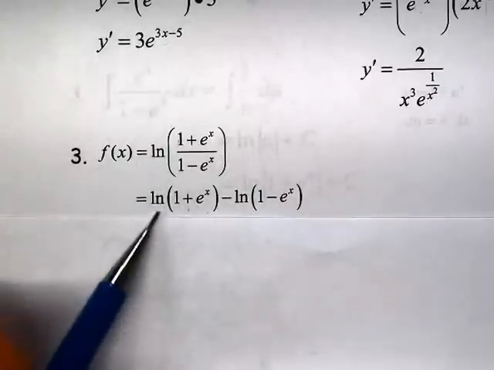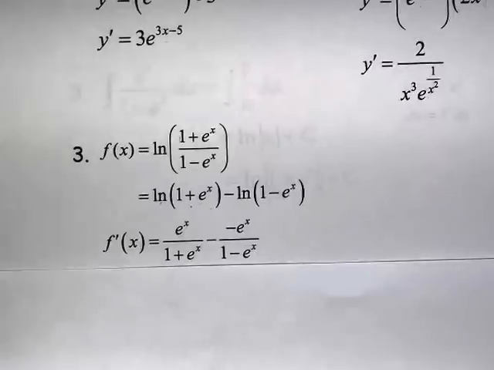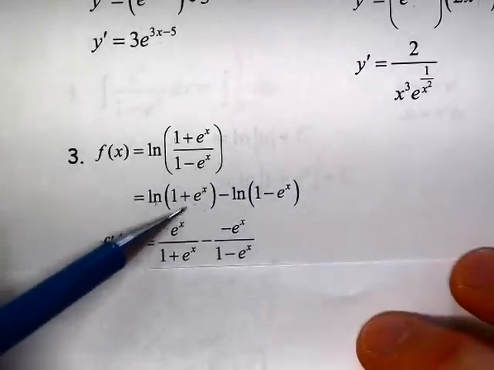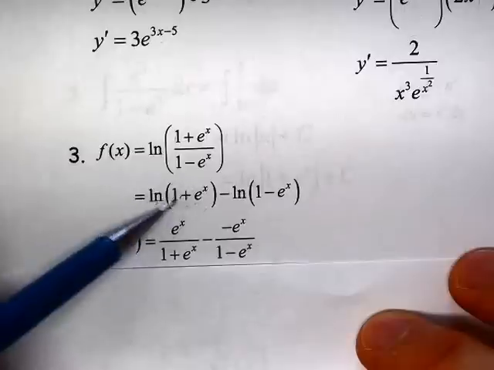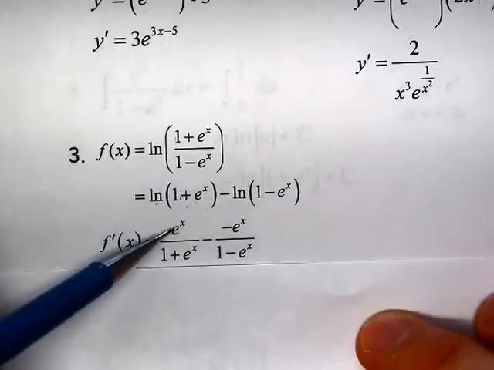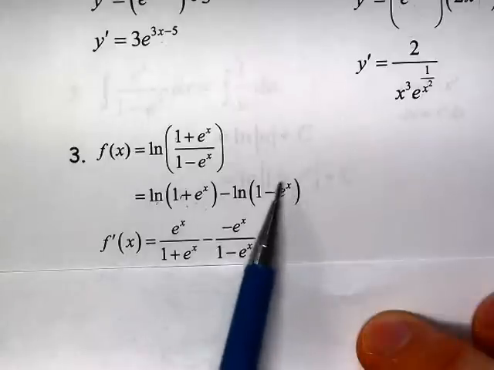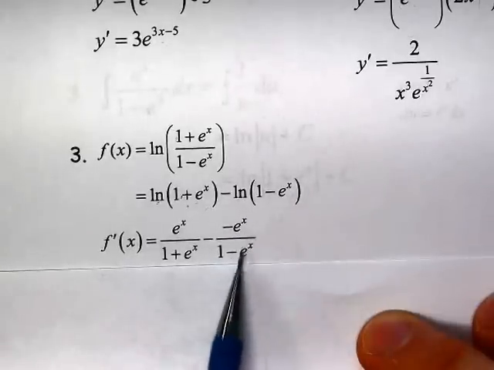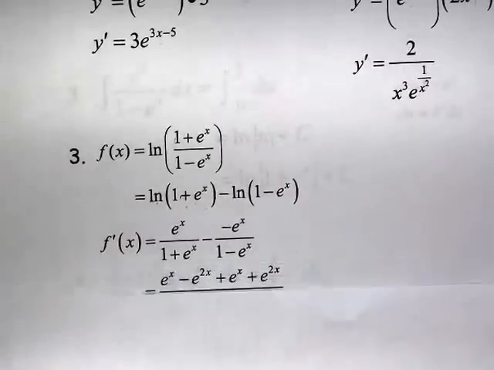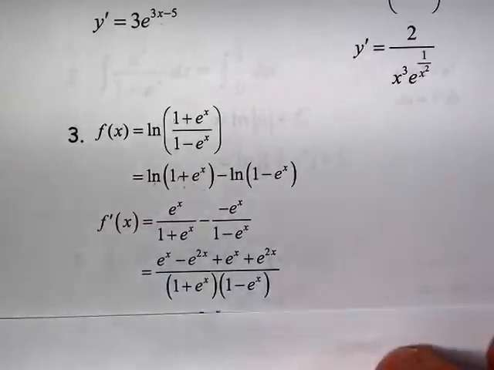So we're going to use some of our previous knowledge of taking the derivative of natural log. This is u here, so I have u prime. Derivative of this is just e to the x over the original u, 1 plus e to the x, minus derivative of this inner part here, this u, is negative e to the x over 1 minus e to the x. Everything else is really just finding a common denominator.